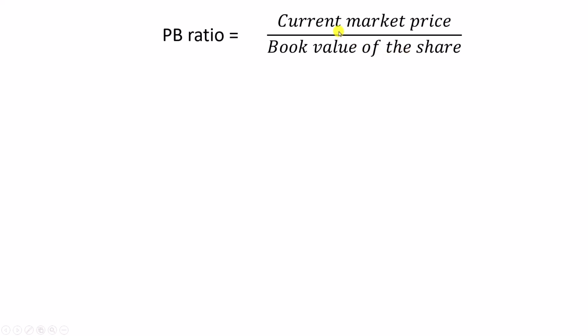Now, we know what current market price is, correct? It is the price at which we can buy the share of the company at this instant. We also know what book value of a share is. We have learnt about face value, book value, and market value. So, we know what book value of share is. When you divide this by this, you get PB ratio.